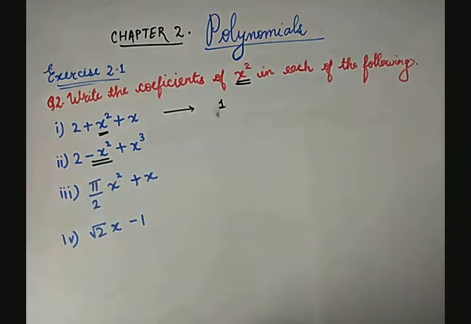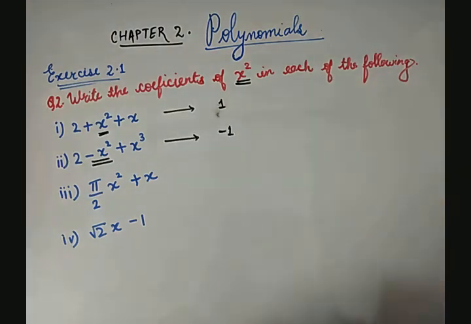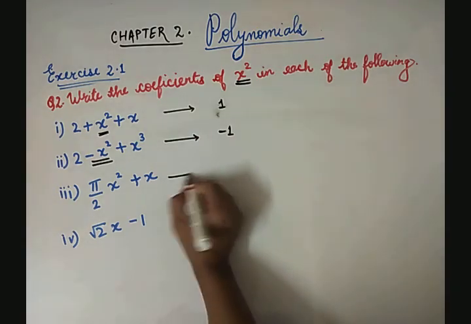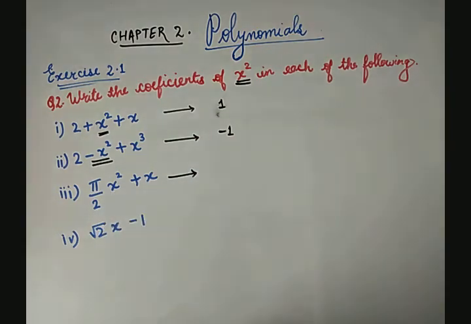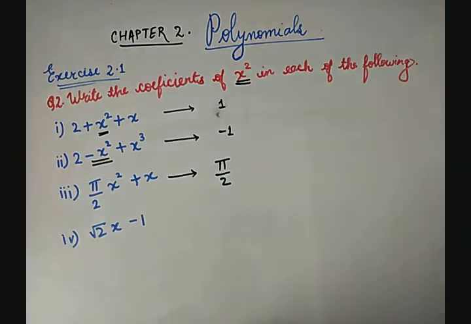Here is your x square. It is minus x square. So its coefficient must be minus 1. It is actually minus 1 into x square. So the coefficient is minus 1. Now next question. Again check where is your x square. x square is multiplied with which coefficient? Pi by 2. So pi by 2 is the coefficient of x square. Now check the last question.